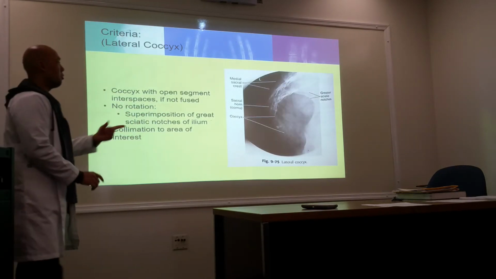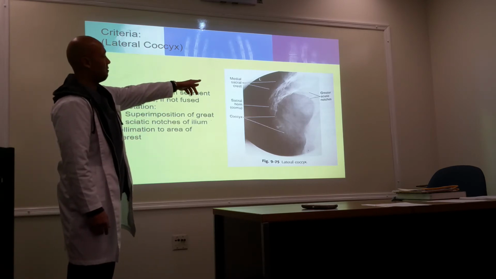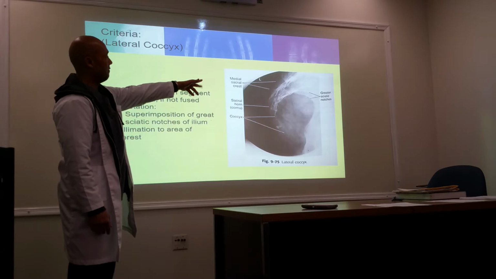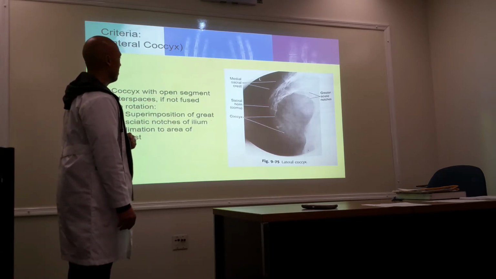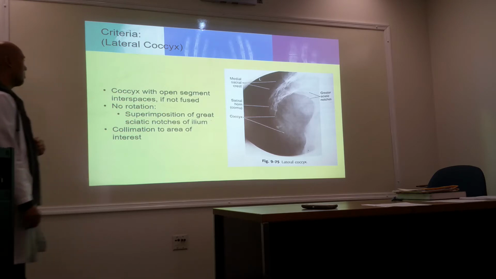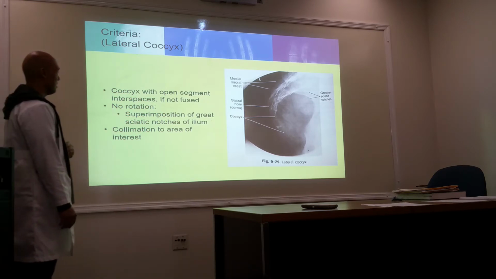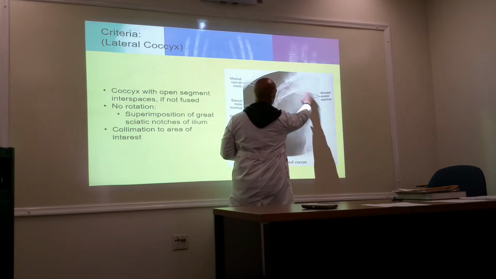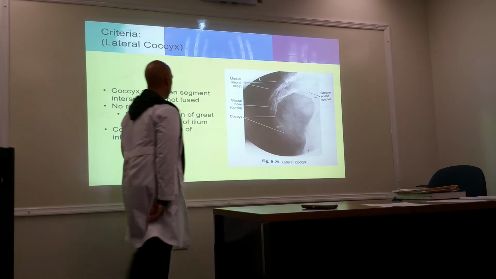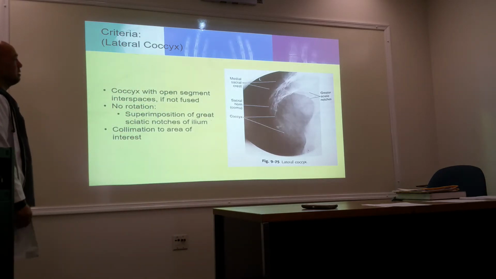So when this is happening, we don't have evidence, we can't see the top of the sacrum, we're not seeing L5, but we don't care because this is focused just on the tailbone. The coccyx segments and interspaces are demonstrated, if not fused. Again, we're looking at the greater sciatic notches, making sure that they're superimposed. Collimate, collimate, collimate.